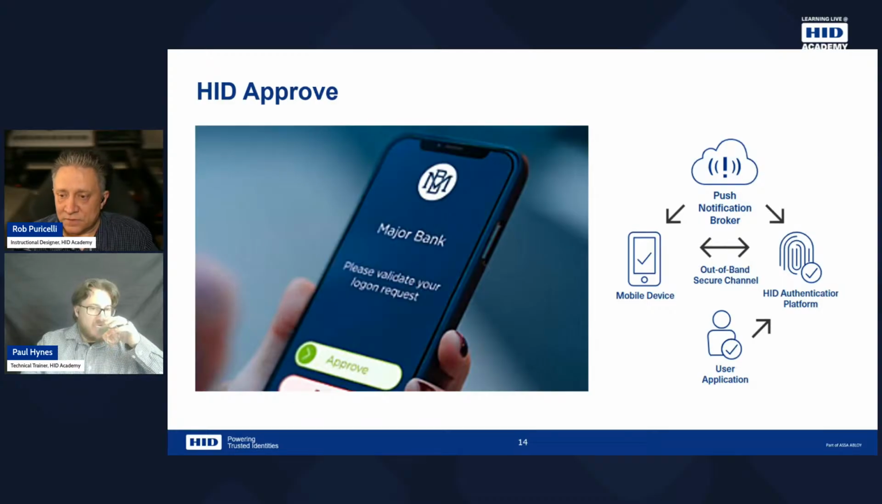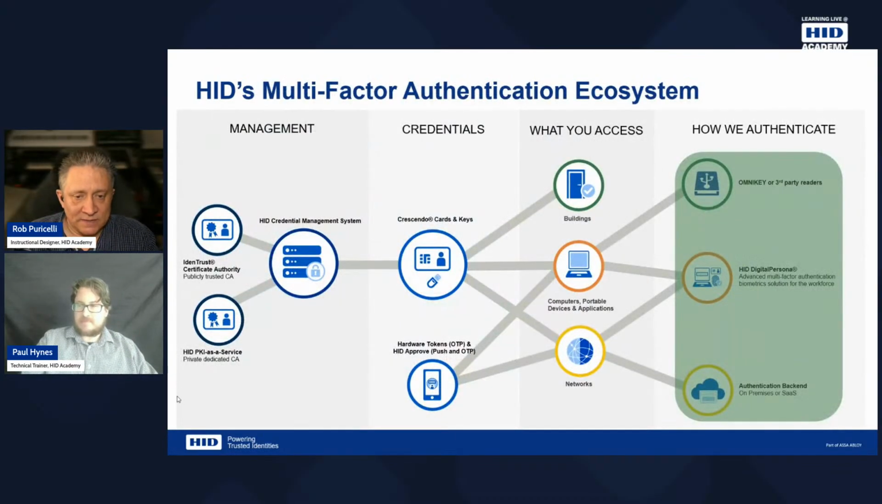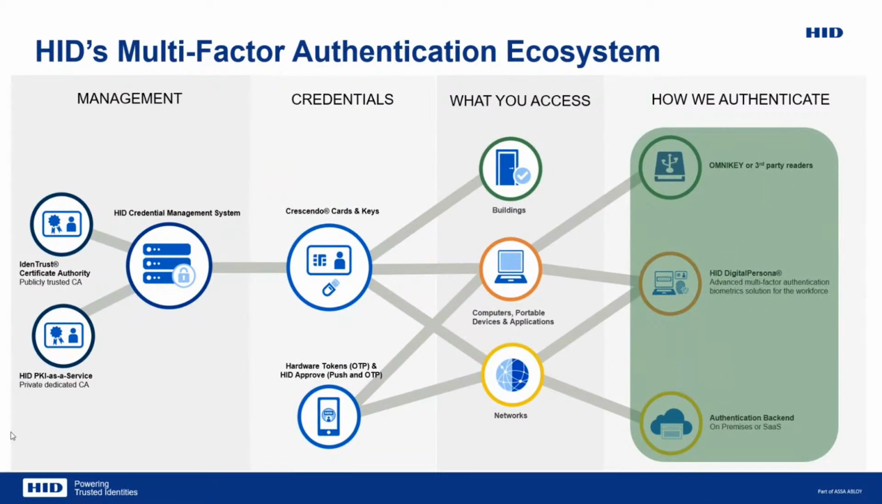There are different services that can do the authentication, so let's look at those. Yeah, I'm going to pause on this screen for just a second. You can see under what you access, we have two options there. We have computers, portable devices, applications, things like that, and then we have networks. Typically for logging onto a network, you're going to be looking at some sort of an authentication backend, or if it's a Windows-specific network, it might be using HID Digital Persona.